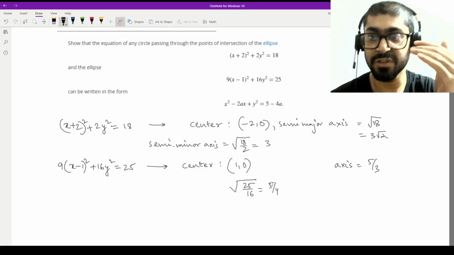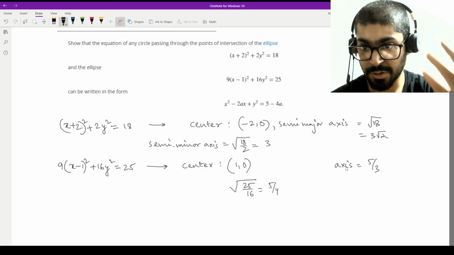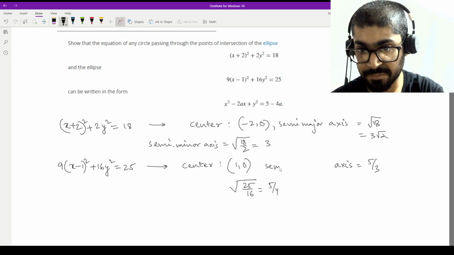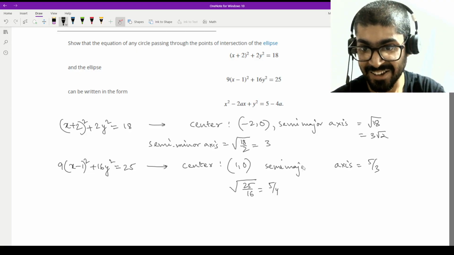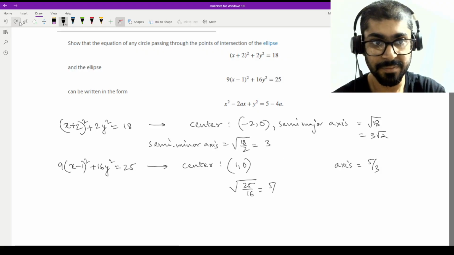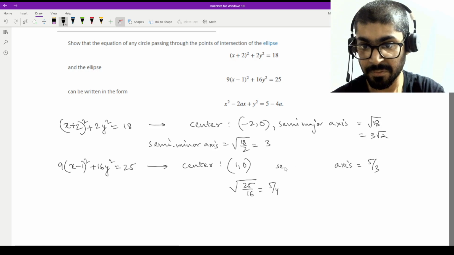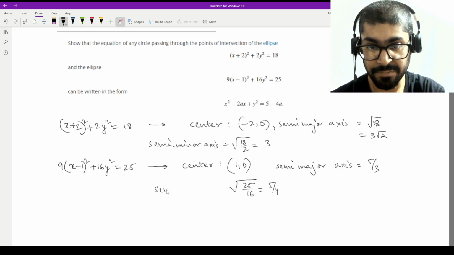Now if the denominator is shorter, the fraction will be larger, right? So this is the semi-major axis again. Why do I keep making the same mistake? Okay. And this will be the semi-minor.